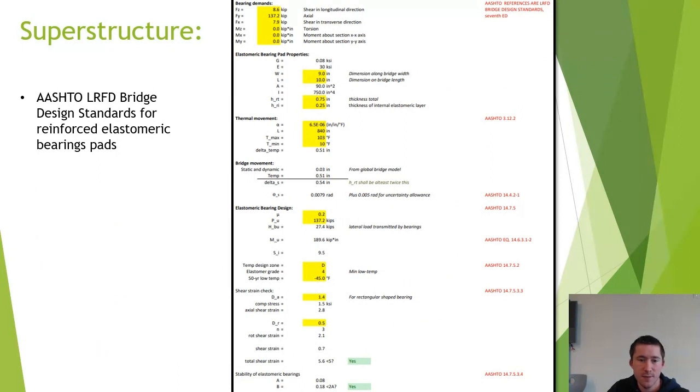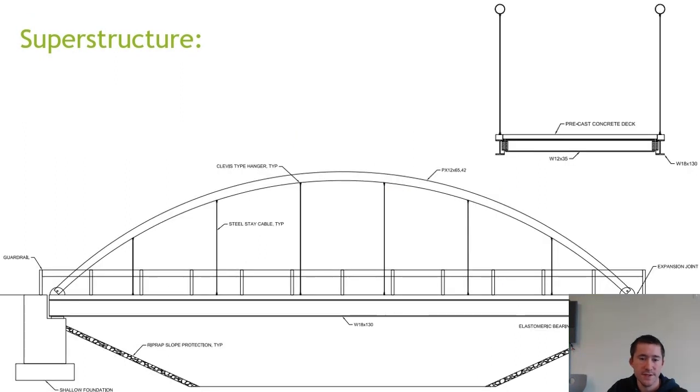AASHTO's LRFD bridge design manual was only used for the elastomeric bearing pad design so far, which consisted of a check that the pad was large enough to accommodate potential movement, that the shear strains were okay, and that the pad was stable. Here's an overview of the bridge design.